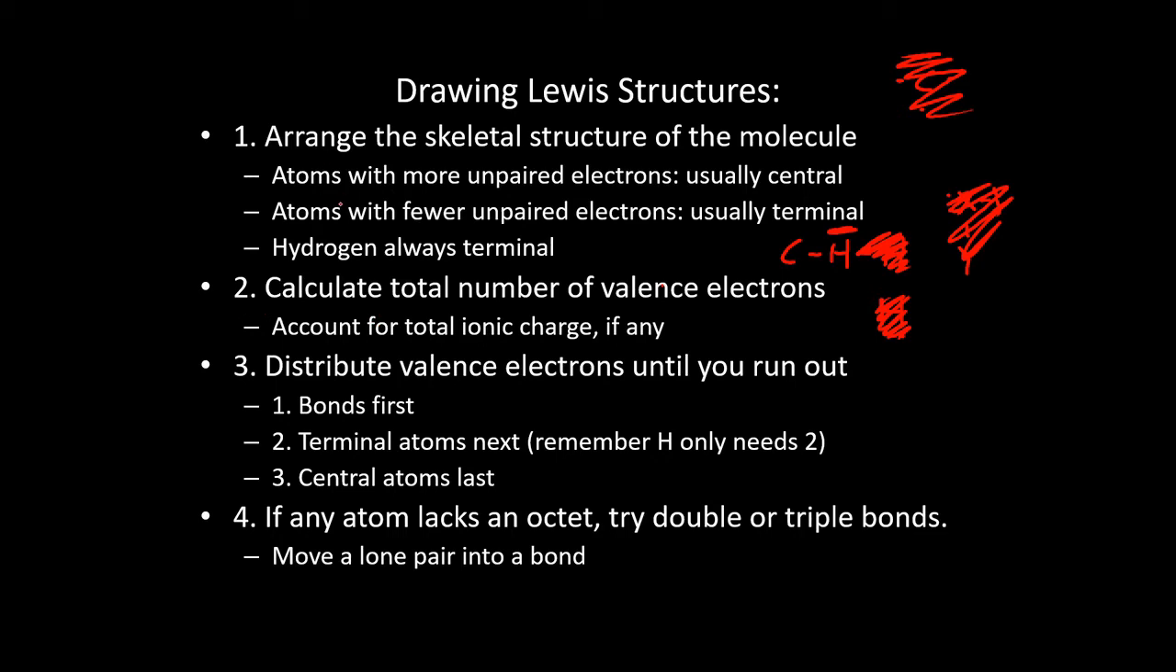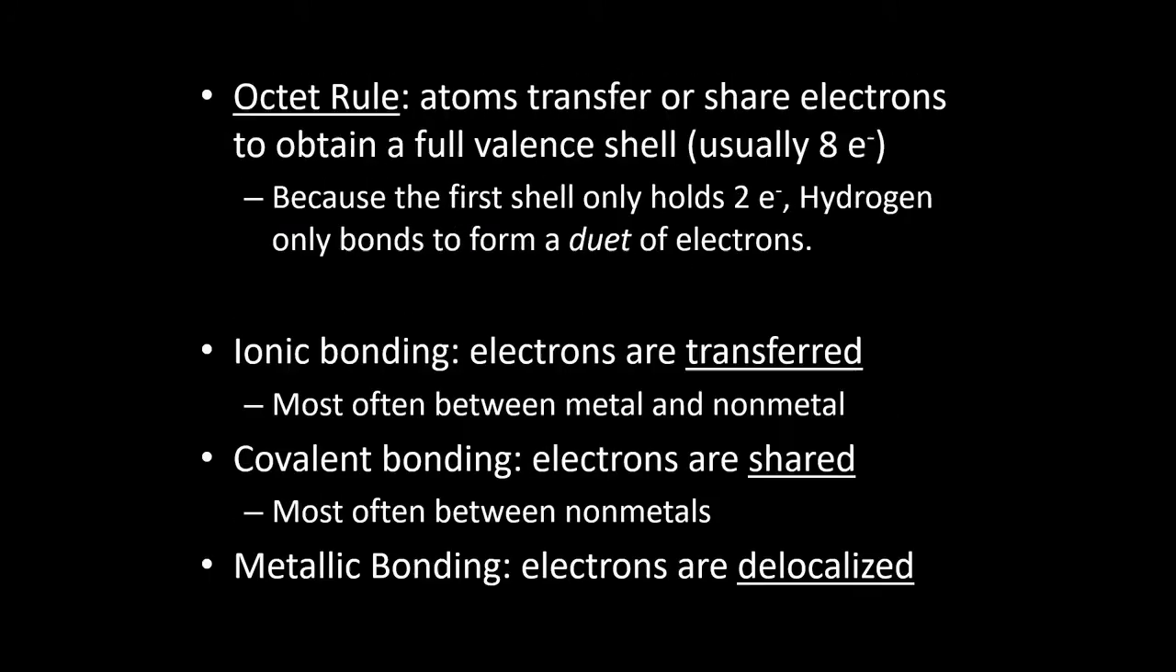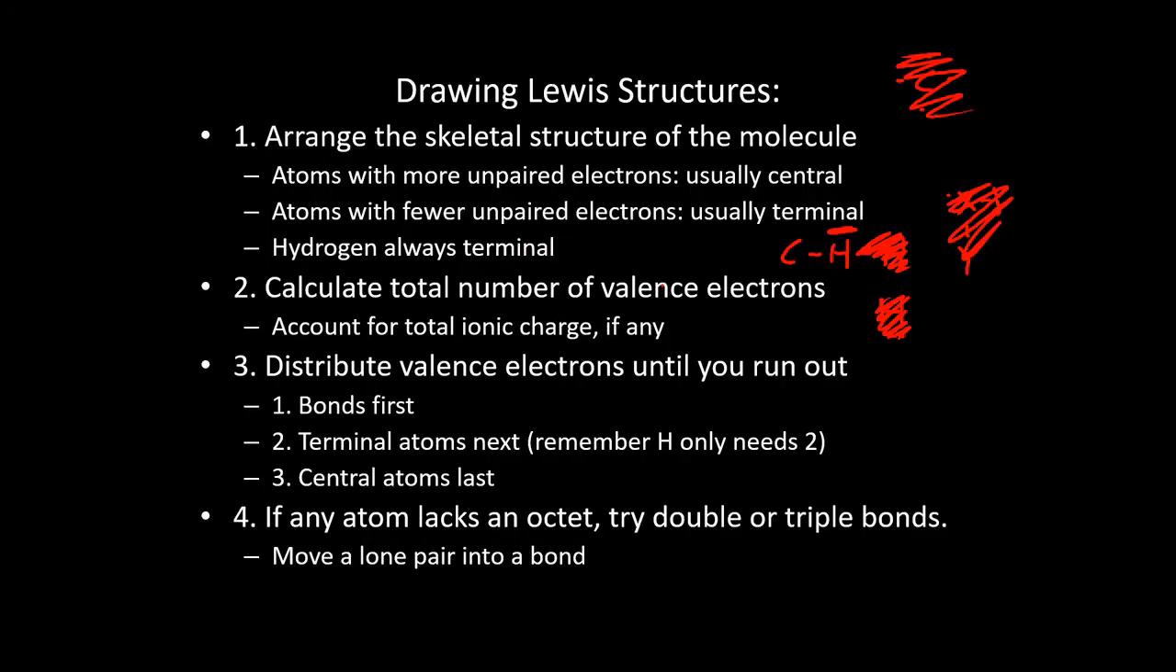So after we have the skeletal structure, rule number 2 tells us to calculate the total number of valence electrons. And we're going to account for the ionic charge if we have one. We're going to do that using our handy periodic table. I don't think I have a periodic table here on these slides, but if you remember, we were using the periodic table as our guide to work out how many valence electrons something has.